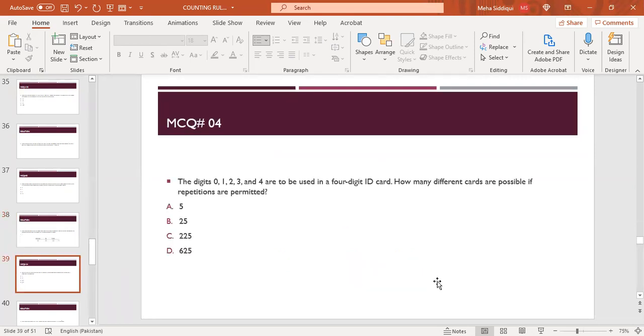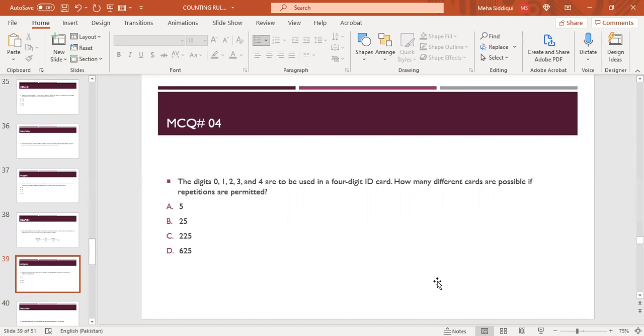Now the digits 0, 1, 2, 3, and 4 are to be used in a 4-digit ID card. How many different cards are possible if repetitions are permitted? 5, 25, 225, or 625? Any guess?